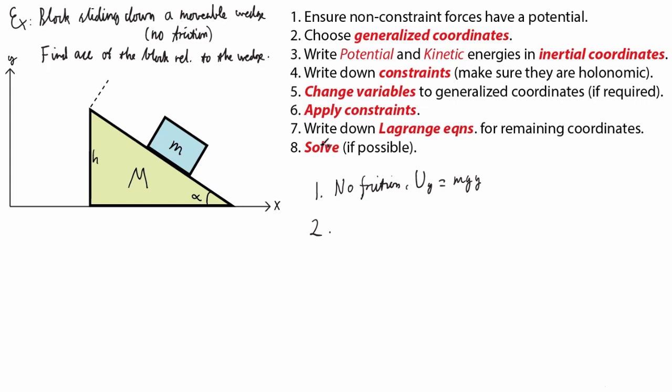Choose the generalized coordinates. Well, there are several ways you can do that. Given that we are interested in finding the acceleration relative to the wedge, a natural choice of a generalized coordinate would be the distance down the wedge like this. So I'm going to call that Q1.